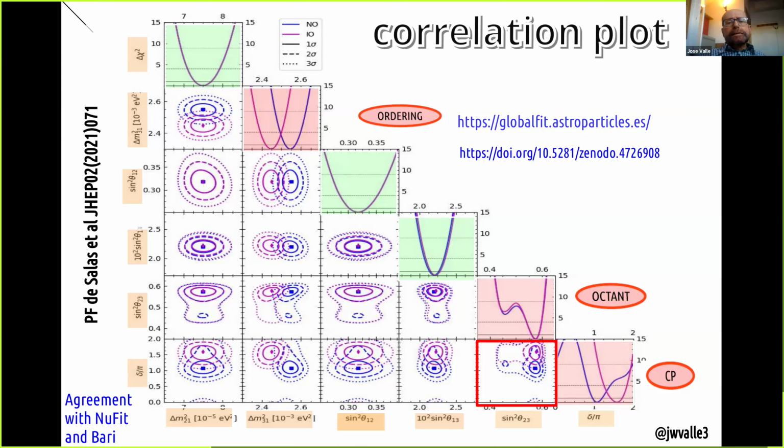And all in all, the oscillation picture is quite successful, quite consistent, but there are these 3 issues that need improvement concerning, as I said, the mass ordering, the octant determination, and the CP. And these actually form the target of the next round of neutrino experiments.